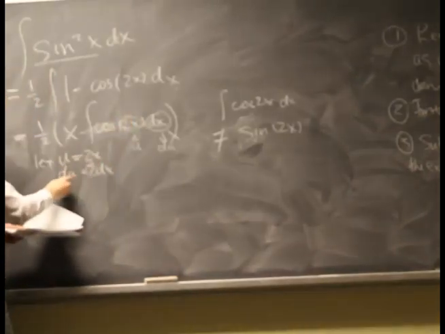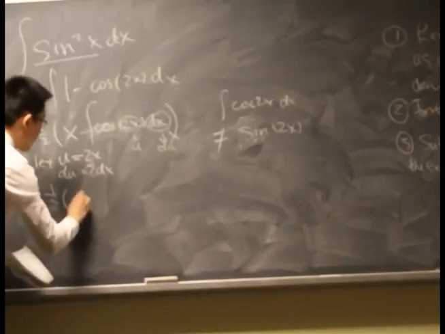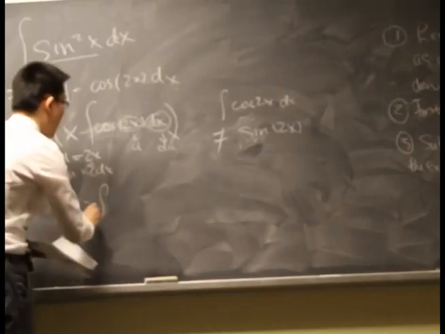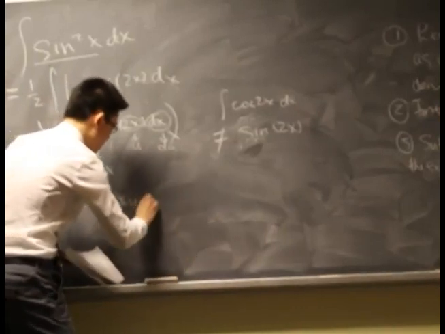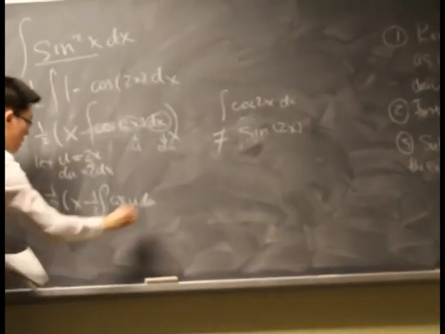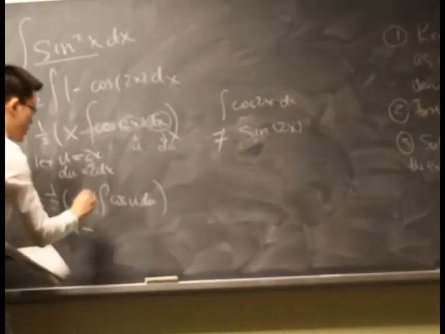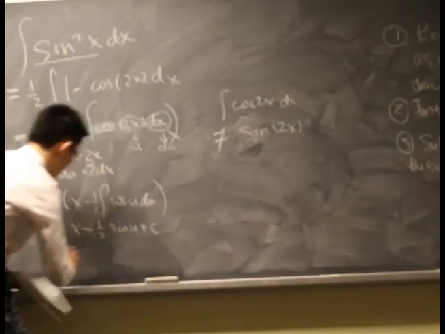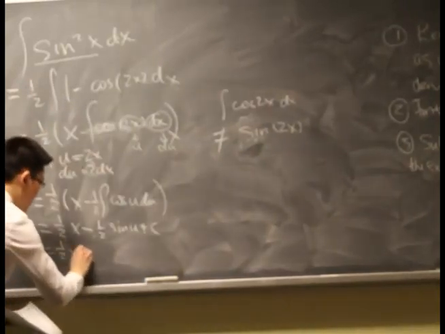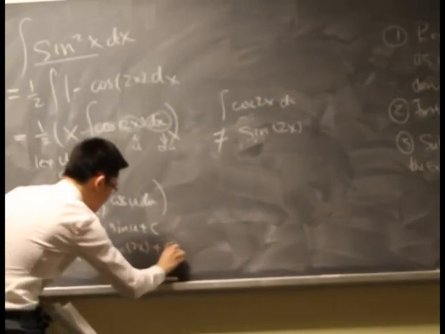So if we let u equal 2x, du equals 2 dx, then this becomes 1 half x minus the integral of cos u du, which will give us 1 half x minus 1 half sine u plus c, which is 1 half x minus 1 half sine 2x plus c.